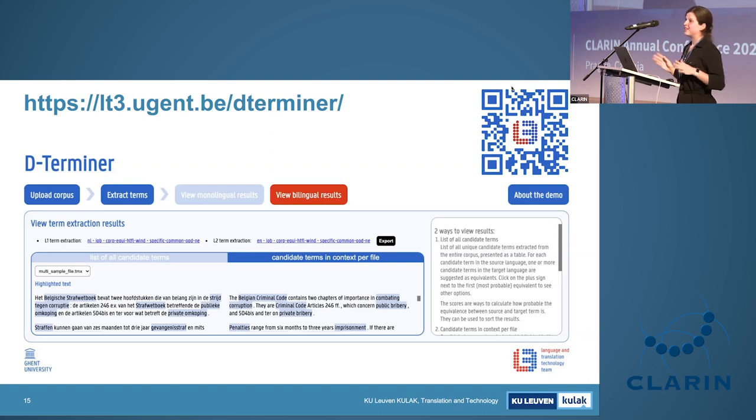Of course, if anyone tries it out and there are issues, please contact me because we're always working to improve it. With this demo, you can extract terms automatically from monolingual text, just a simple TXT file. You can see them either as a list or in the original context, but you can also perform bilingual term extraction from a TMX file. So from a translation memory, you can also extract the terms in two languages and find the cross-lingual equivalents. So this is freely available online.